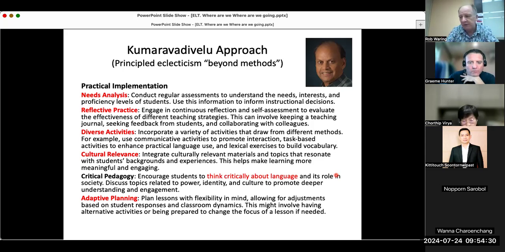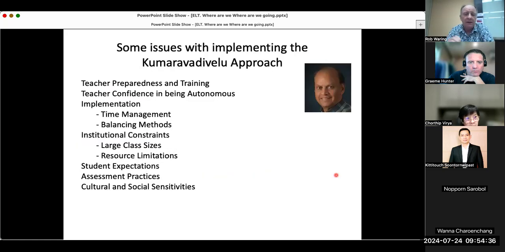So that's a very, very quick run through of his approach. Now, of course, it's not perfect. There are some issues with it. This is pretty much moving towards the perfect world approach. But the problem, of course, is that to be able to do this, you need extremely highly trained teachers who have a lot of experience. They know how to adapt to the changing classroom. You need to have teachers who are very confident in their teaching, confident in being autonomous, and there are many teachers who are not autonomous.